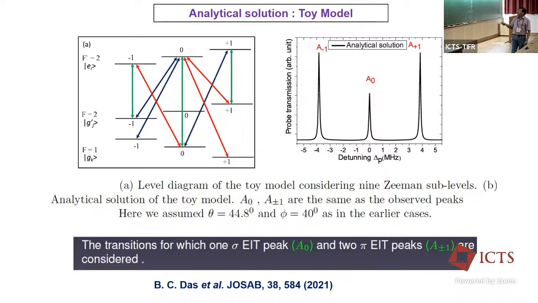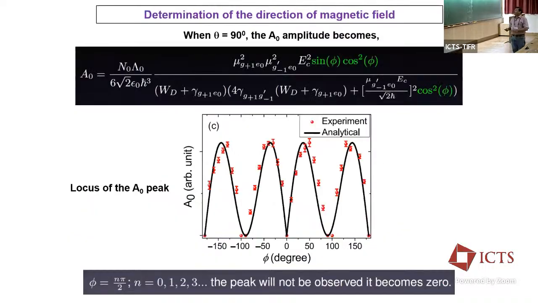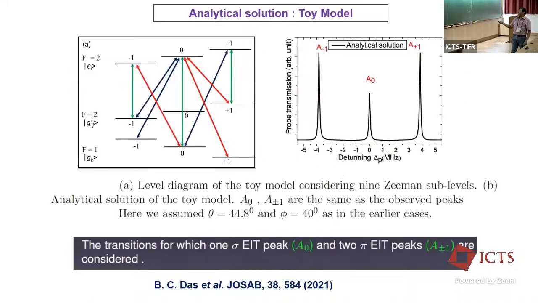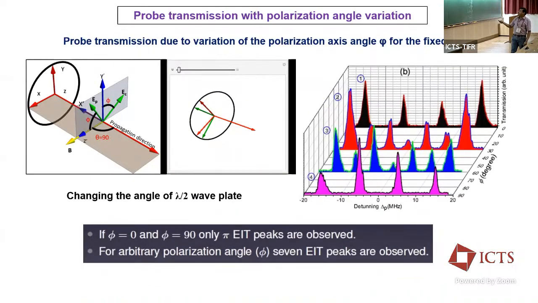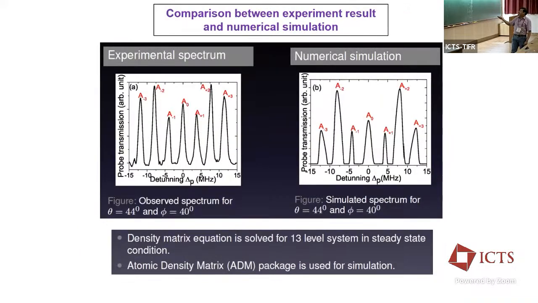After this analytical solution, we achieved these three transitions: A0, the central one, and the 2 and minus 1. But that is enough to find out what is happening. With the toy model, when we fitted it at theta equal to 90, that is, magnetic field perpendicular to the propagation direction, the A0 amplitude, remember A0 means the one at the center, goes up and goes down. So the central peak goes up and goes down.